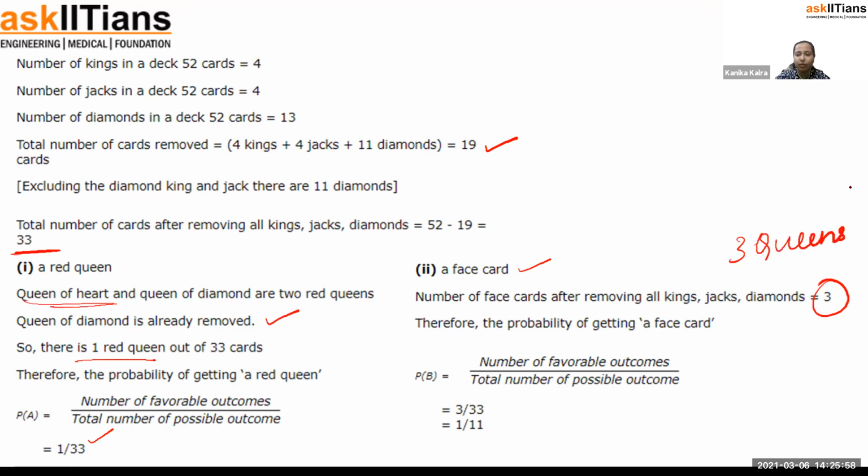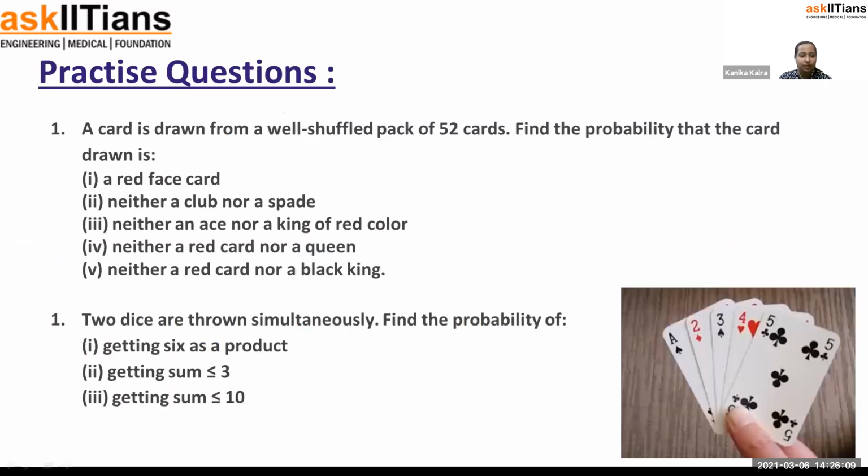So probability of favorable outcome divided by total number of possible outcomes. So it's 3 over 33. That's 1 over 11. Next question.